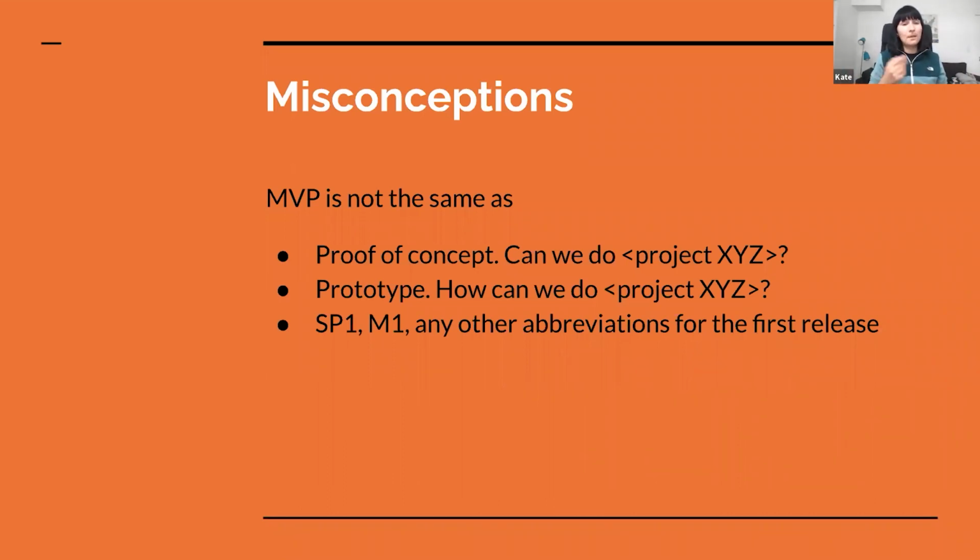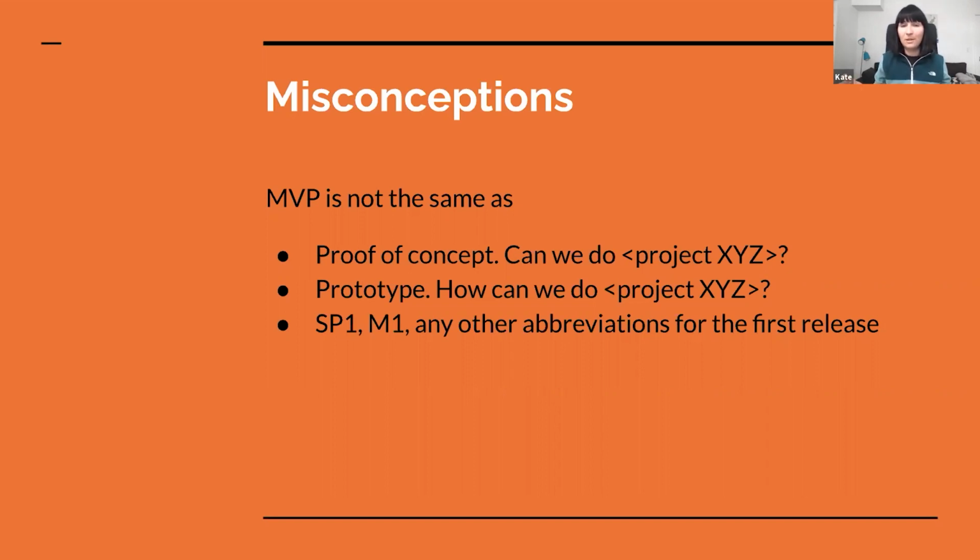So MVP is minimum viable product. Maybe it's also used to mean different things. Again, different companies use different abbreviations and names, but I want to make sure that you don't mix up some of the terms here. So proof of concept is not the same as MVP. Proof of concept answers the question: can we do something? Is this project even doable? Like, can I do X, Y, Z? So it's really early on.